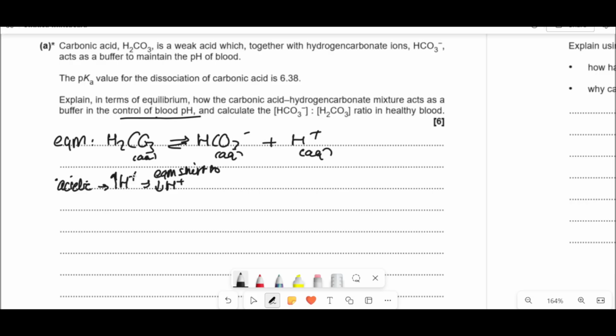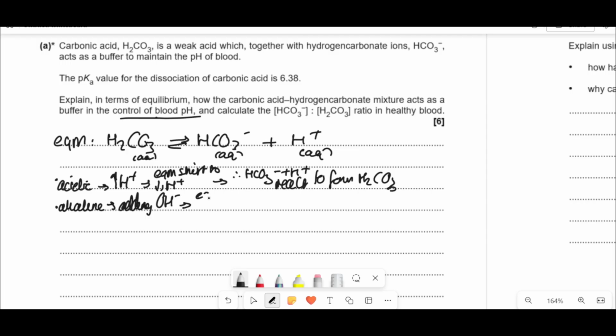If it's more acidic, you're increasing the H+, which means the equilibrium shifts to decrease the H+, and it does this by reacting, because you want that to go down if it's shifting this way, right? So that means this and this react. Therefore, HCO3- and H+ react to form H2CO3. There you go.